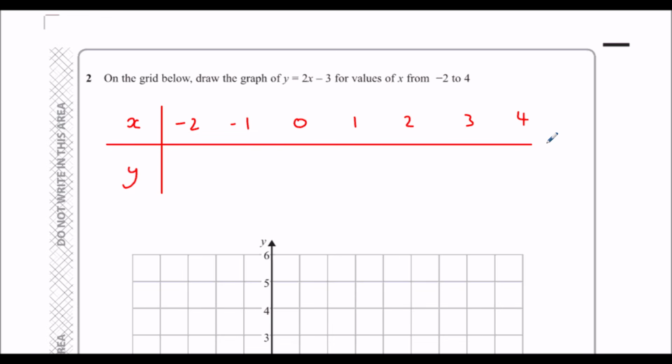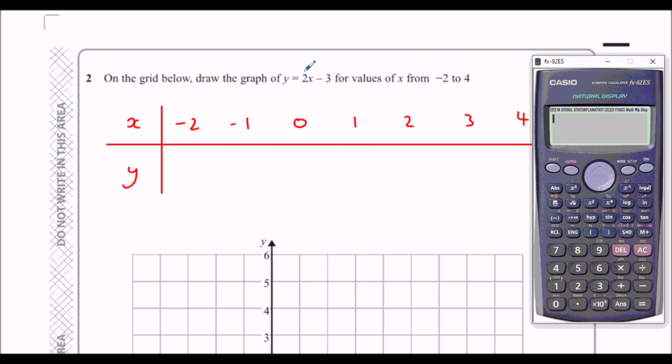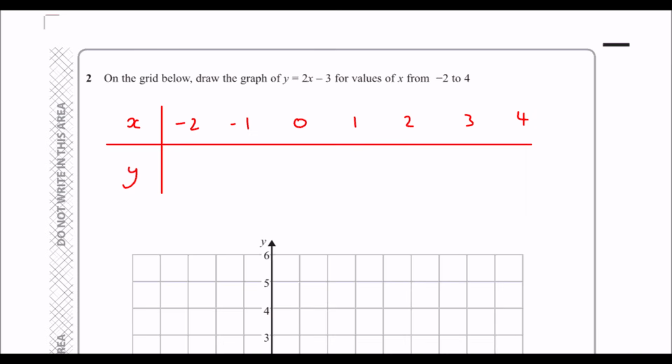We can use a calculator to work out the y values. So let's grab the calculator. y equals 2x minus 3. So 2, and then I'm going to put some brackets in for the x values, minus 3. So when x is negative 2, inside the brackets, I'm going to write negative 2. And that's negative 7. So when x is negative 2, y is negative 7.